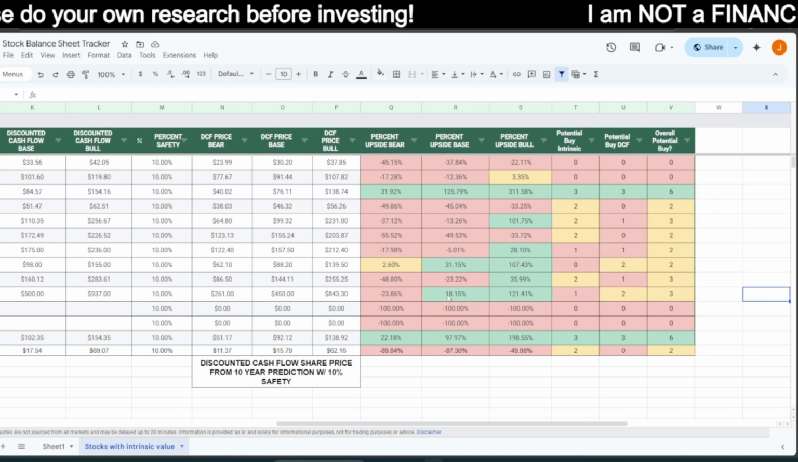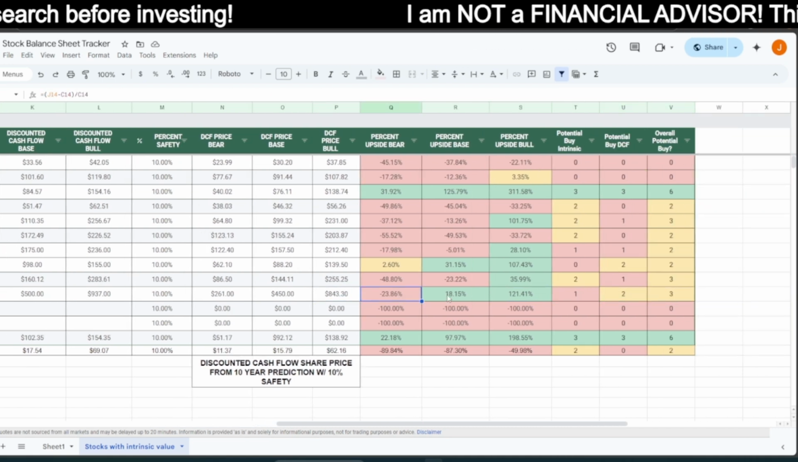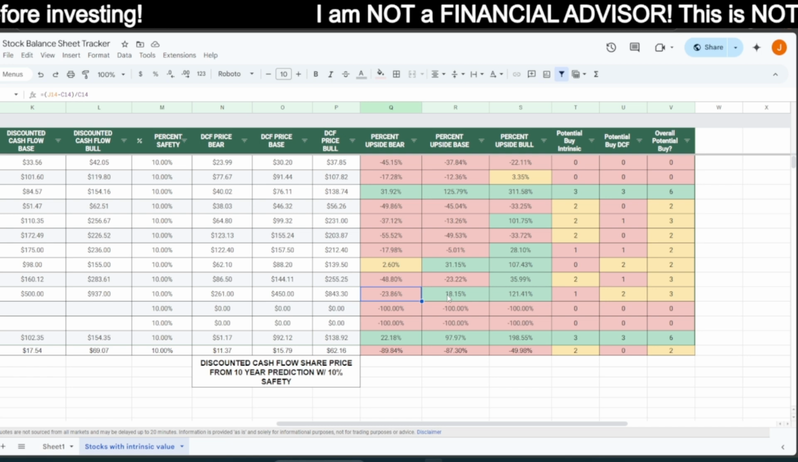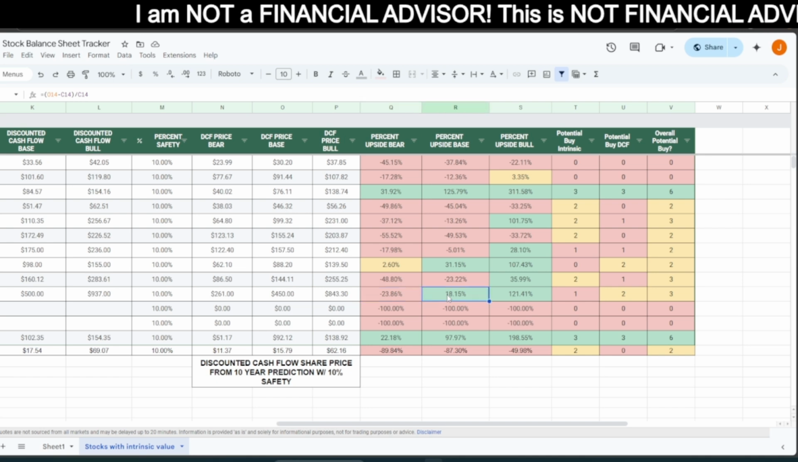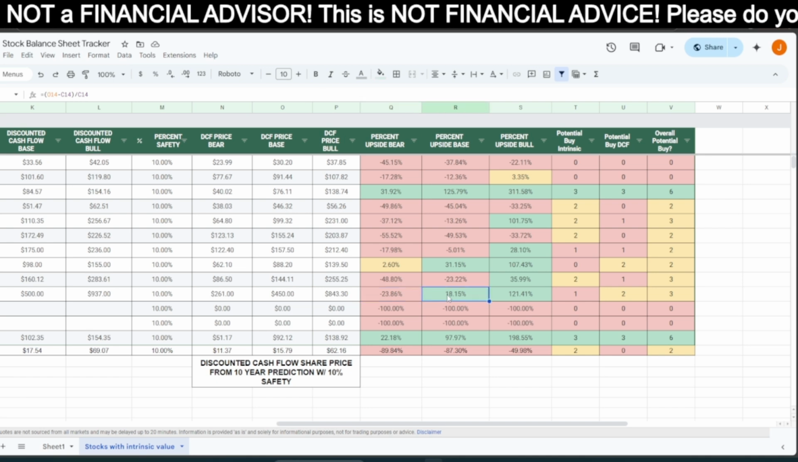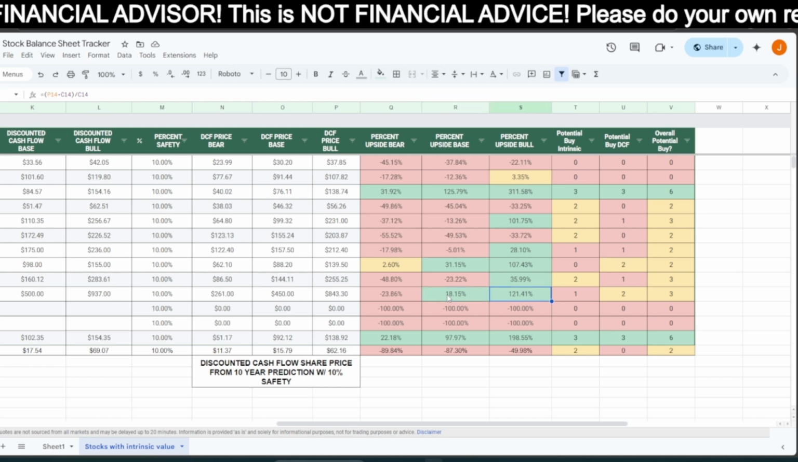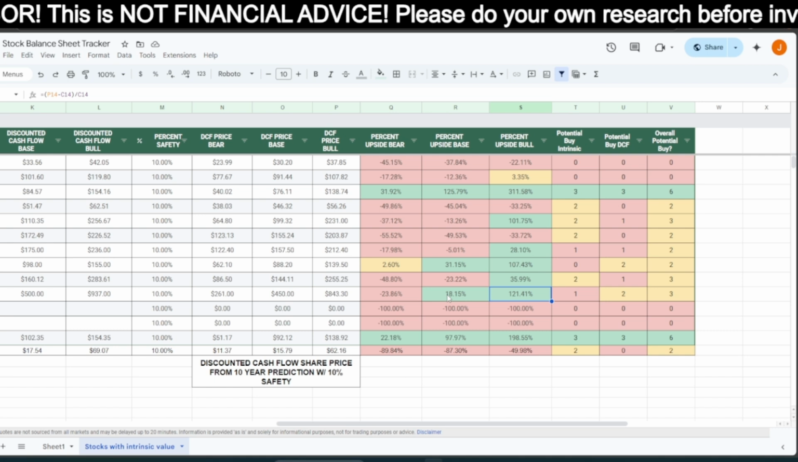Now, what does that mean? Okay, well, this tells me that in the worst case, the bear case scenario, Adobe is overvalued by about 24%. Base case scenario, it's undervalued by about 18%. And bull case scenario, undervalued by about 121%. So that's what it's looking at here.